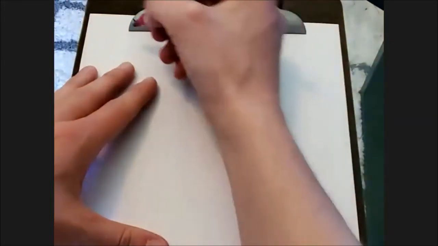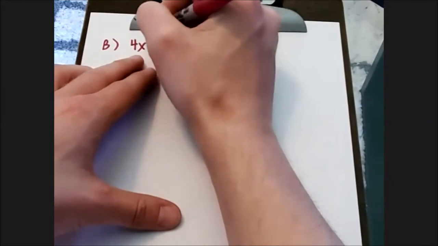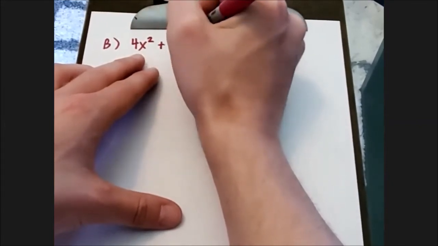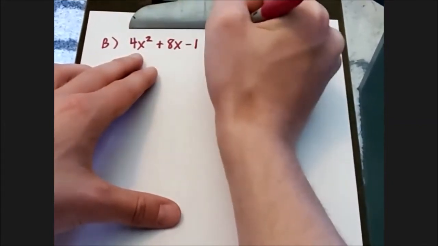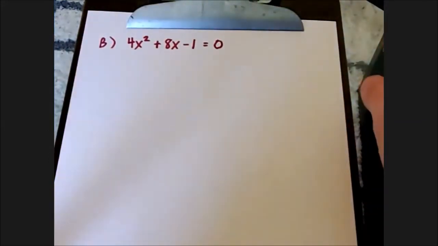And as I change pages here, we'll do part B of completing the square, so you can see that one more time. And we'll actually do this where it's not ready to go to begin with. 4x squared plus 8x minus 1.